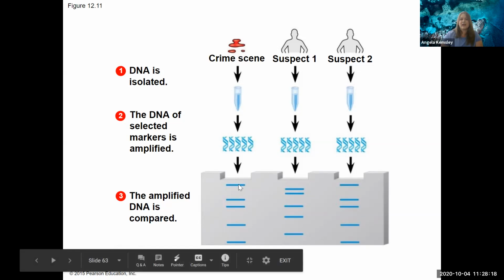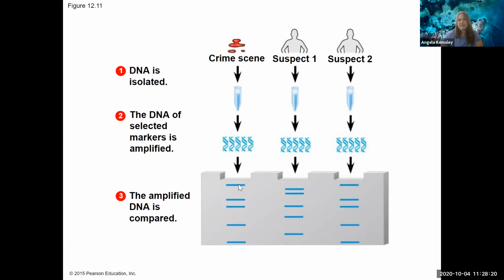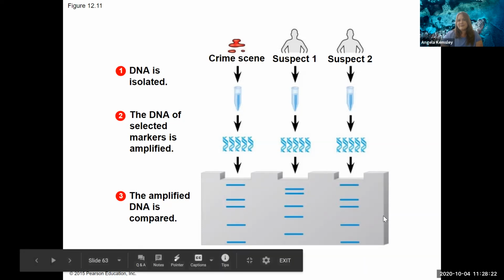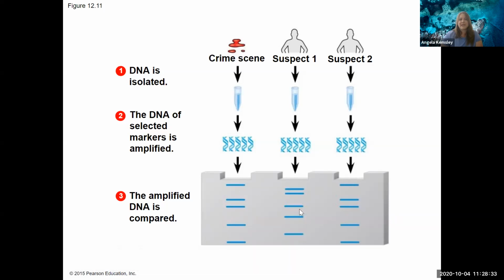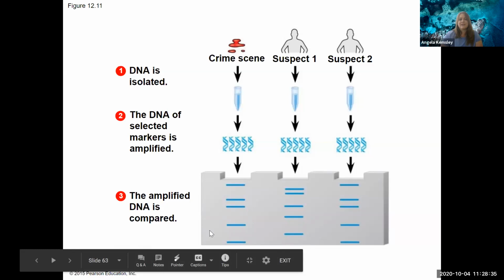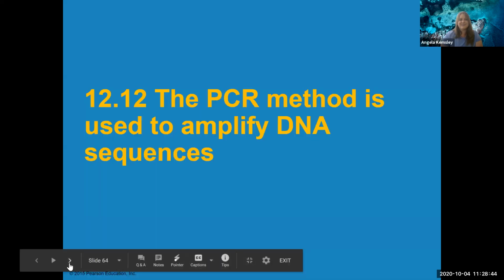So if you take a look here, we're basically just looking for identical pieces. You'll notice this is the DNA from the crime scene. This is the DNA from suspect 1. Notice it doesn't look the same, so it was not suspect 1. We take a look at suspect 2. The lines are in the same place, so these are lining up. That means that this DNA from the crime scene matches suspect number 2. Suspect number 2 is your bad guy. So, basic idea of DNA profiling.